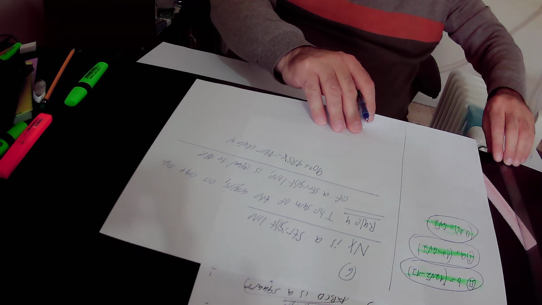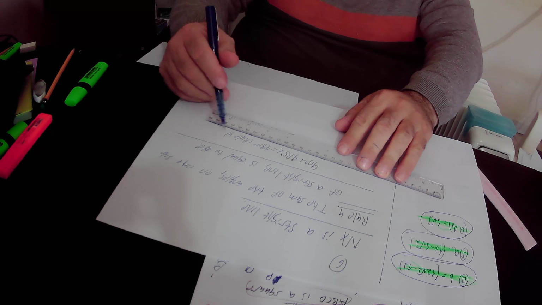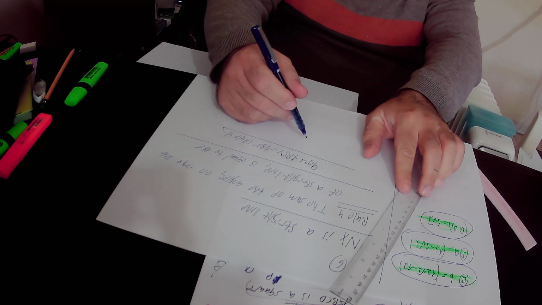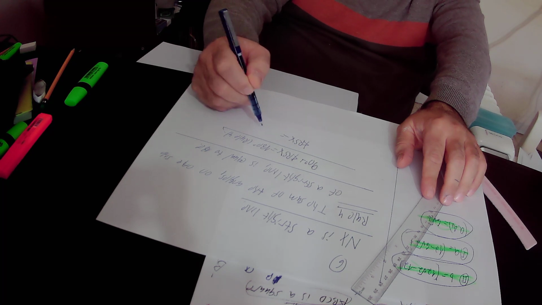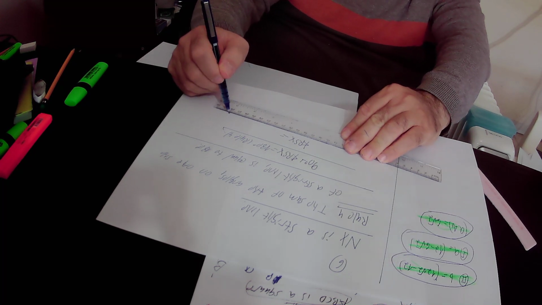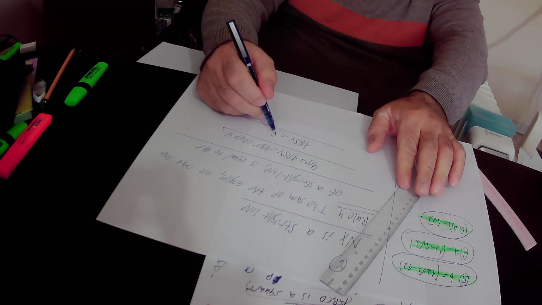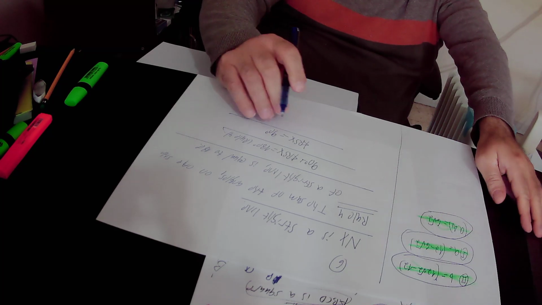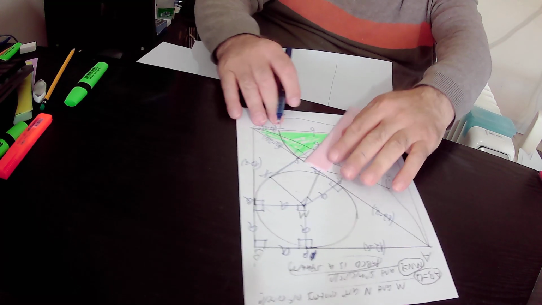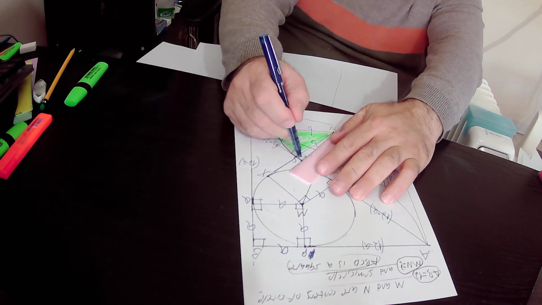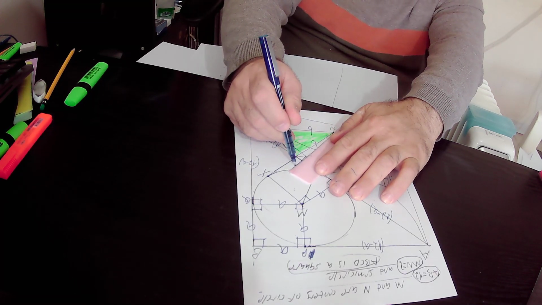Here we will subtract 90 degrees from this equation, and we will get that angle RSX, the angle that we are looking for, equals 180 degrees minus 90 degrees. It equals 90 degrees. Angle RSX is a right angle, so we can draw here a right angle.